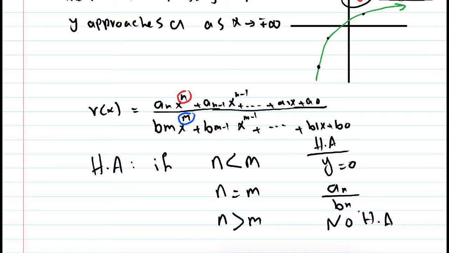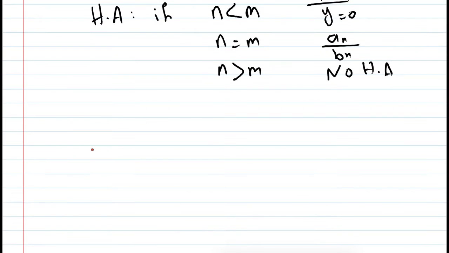So that is basically how you find the horizontal asymptote of rational functions. You look at the degree of the polynomials on top and bottom. If they are the same, then a_n over b_n is the horizontal asymptote. If the one on top is greater than the one on bottom, then we have no horizontal asymptote. If the one on top is less than the one on bottom, then the horizontal asymptote is y equals 0. So let me give you an example. Example 1.